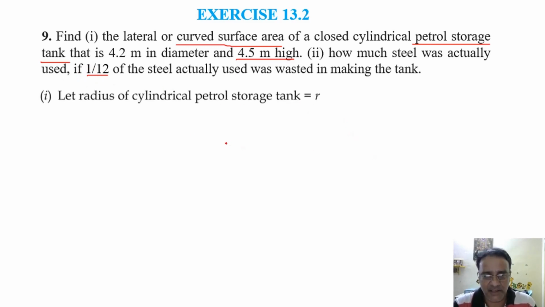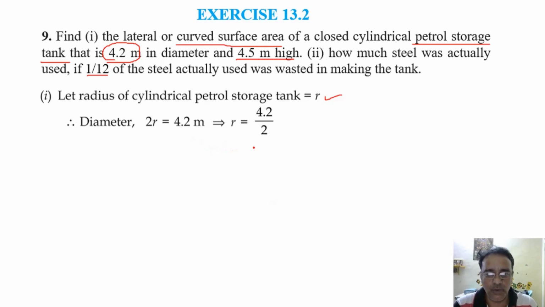So let us start with the first bit. Let the radius of the cylindrical petrol storage tank be R. So the diameter is given here, 4.2. So what will the radius be? 2.1. Right. So R will be 2.1 meter. And next, the height of the tank is given, 4.5 meter.